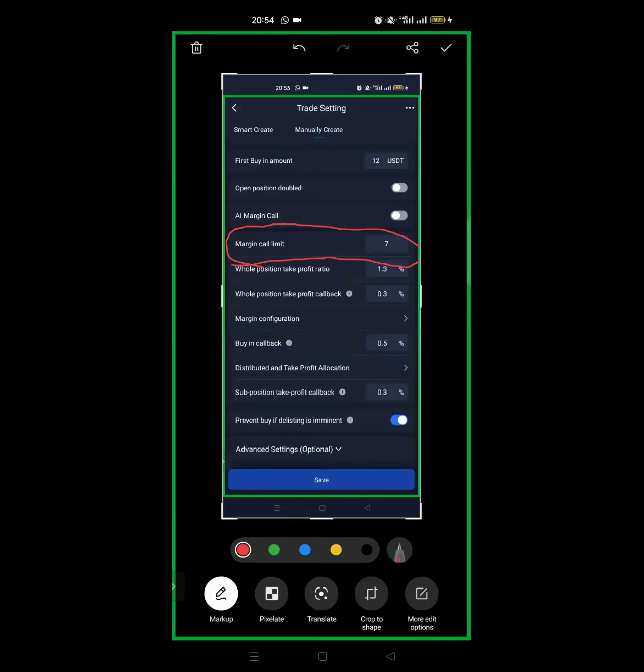And you have to set it according to your capital. You don't just come here and set 7. You have to set it according to your capital. You're not just coming here to write 8 because you feel like it, or 13. No. It follows your capital.